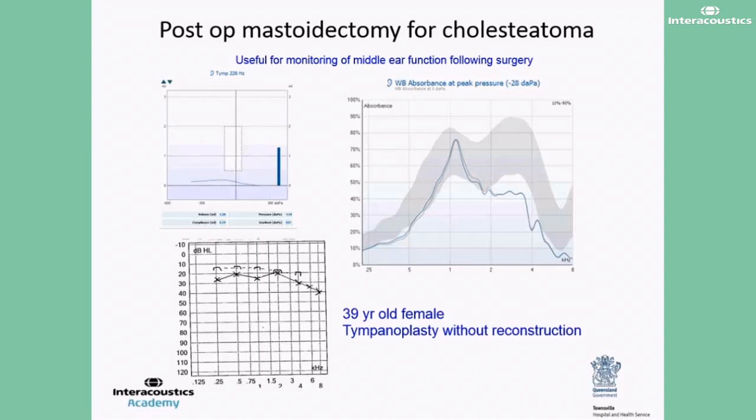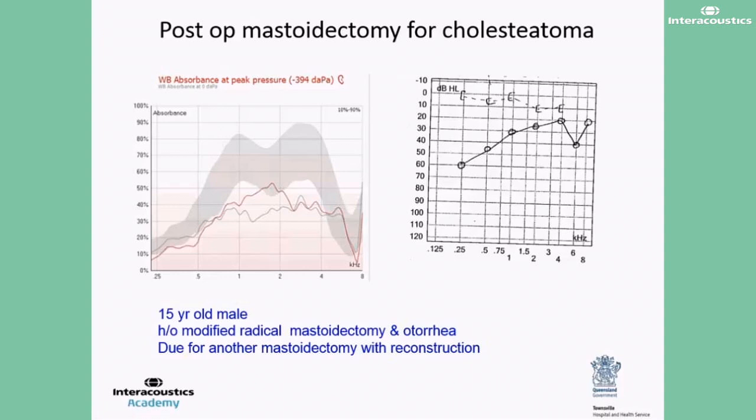This is another example of postoperative review to monitor the middle ear function for cholesteatoma. This slide shows an example of a 15-year-old patient with history of radical mastoidectomy and otorrhea. The wideband absorbance is significantly reduced in the mid to the high frequency range, and then this can be monitored for further progression of the disease or following his surgery to monitor the postoperative improvement.